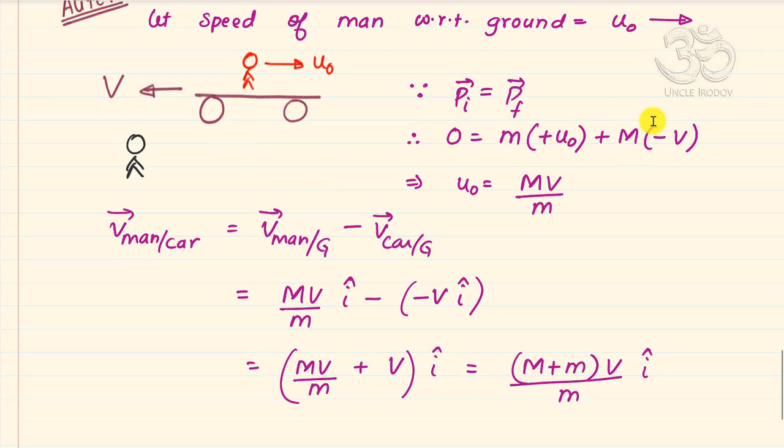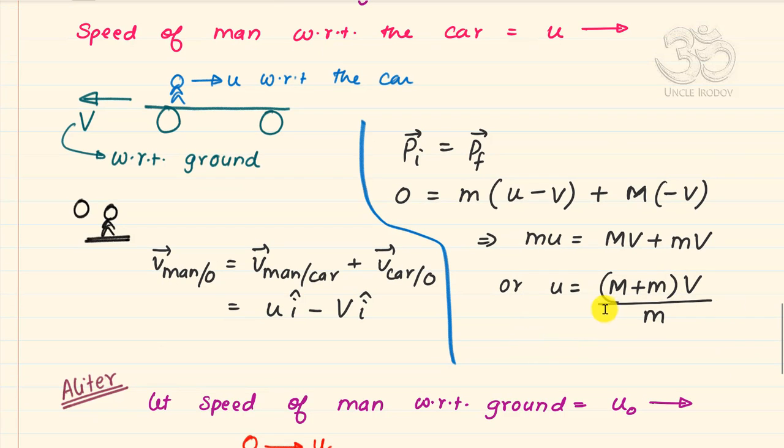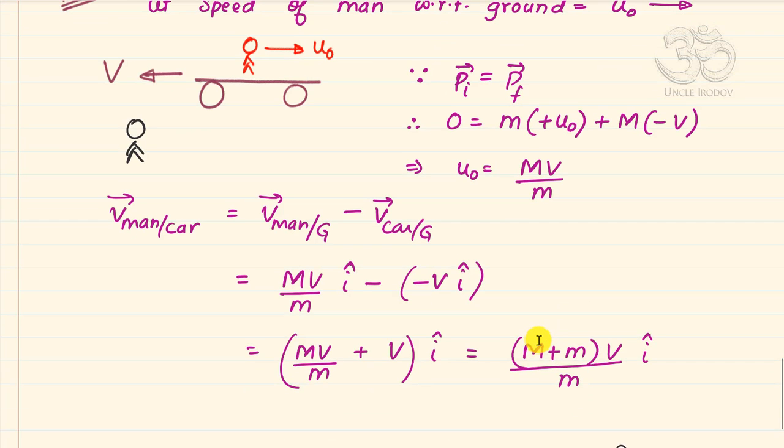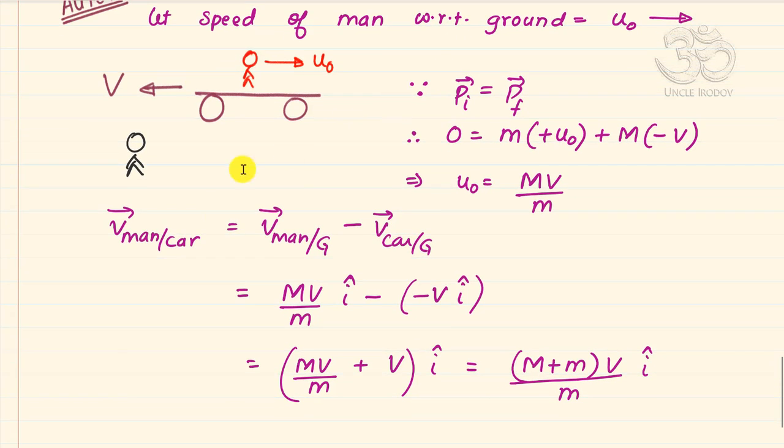So you can still do it this way by assuming the speeds with respect to the ground and solving it. Now if you had to find out the speed of the man with respect to the ground, then this would be an easier approach, because you will get the answer here itself, u naught is equal to M V by m. But if you had to find out the speed of the man with respect to the car, then the first approach will be longer, because you have found it with respect to the ground, you need to now transfer it to the car, so there is another step involved. So based on what it is that they want, you can assume a certain speed, and then you can later on change speeds according to the law of addition of velocities.